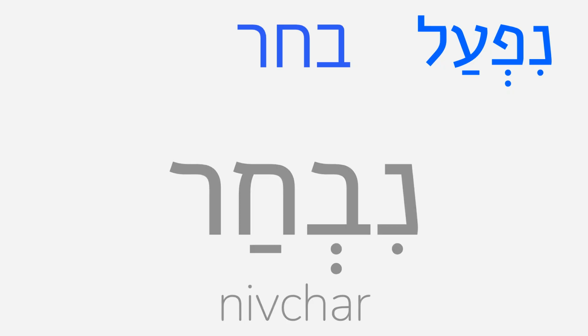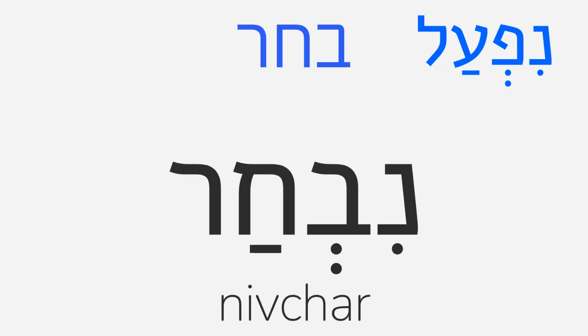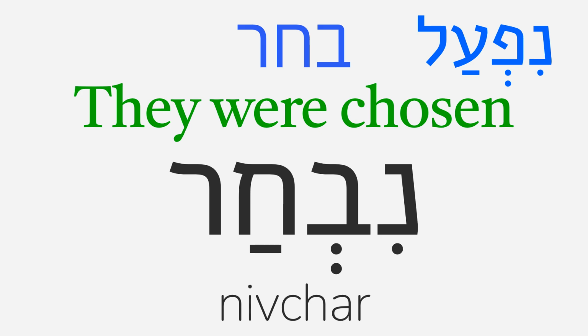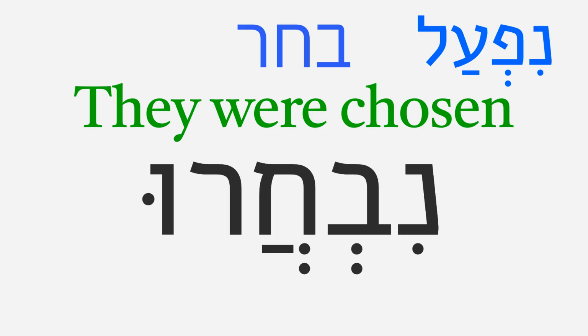In the nefal, the root has a passive meaning of being chosen. We can use it in a nefal past tense verb like nivchar, he was chosen. The verb they were chosen will normally change the patach to a shva. But in these verbs, no second root letter that is a guttural can have a shva. So we'll just have to make it a patach shva and add the u ending. Nivcharu, they were chosen. And that's all for today.